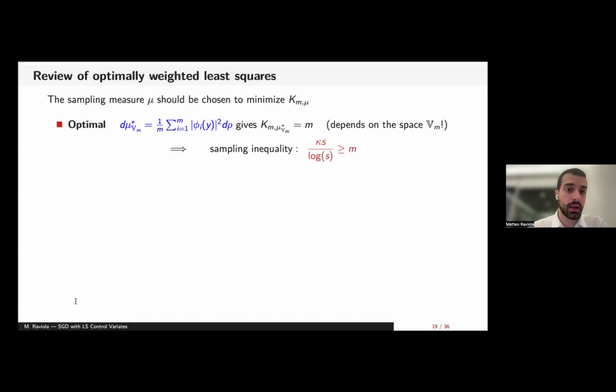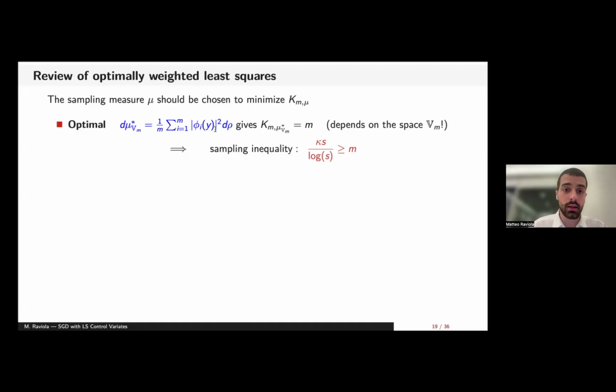And it turns out that there is actually a closed form for the optimal sampling measure, which is the one given here. And remarkably, this gives the best k that one could imagine, which is that it scales linearly. It's actually equal to m, which is the dimension of the space Vm.